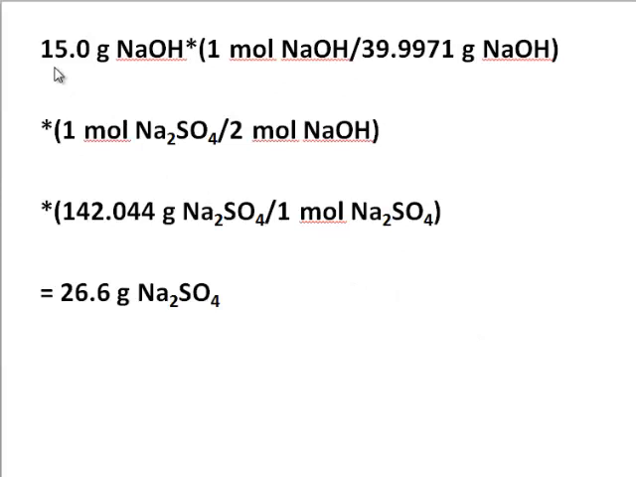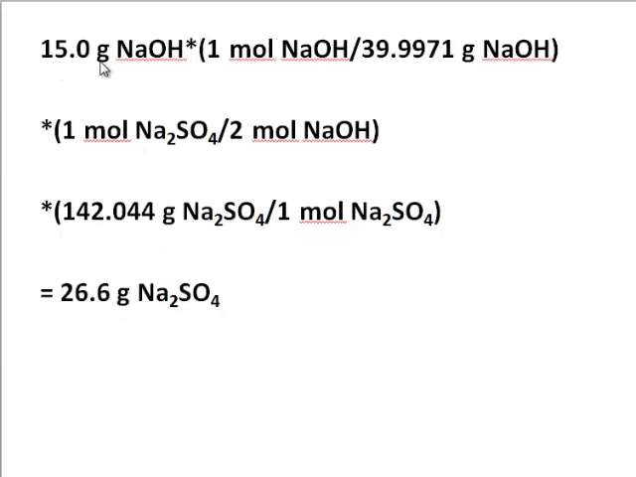Right, the solution for this, step 1, looks the same. 15 grams of sodium hydroxide is converted to moles using the molar mass. Step 2, instead of converting to moles of H2SO4, we convert to moles of sodium sulfate using coefficients from the balanced chemical equation. Step 3, using the molar mass of sodium sulfate, we convert from moles of sodium sulfate to grams of sodium sulfate. The solution is 26.6 grams of sodium sulfate.